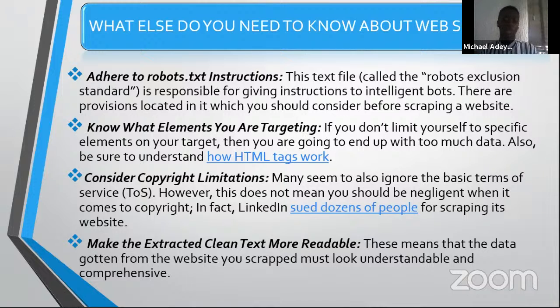Now, four, you should make the extracted clean text more readable. This means that the data gotten from the website you scrape must look understandable and comprehensive. Some developers write code, and for developers, when you write code, you are not writing it for yourself. You are writing code for others to be able to use it. So when you are writing code, you should make your code understandable and comprehensive.